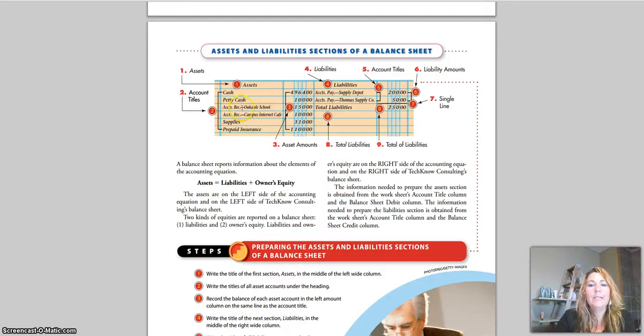To look at the information that you're putting onto it, when you prepare your balance sheet, pretend like this is your line here where you would have had your equal sign if you were writing out your equation of assets equals liabilities plus owner's equity. This side we're going to be putting in our assets. So we're going to enter the header, which is assets, and we're going to center that on the asset side. Next, we're going to list all of our assets.